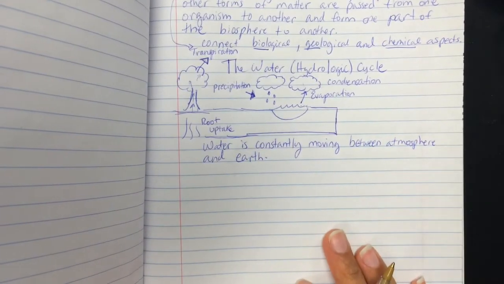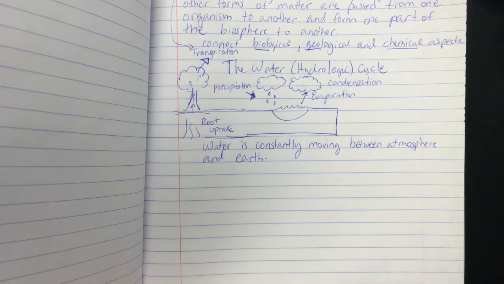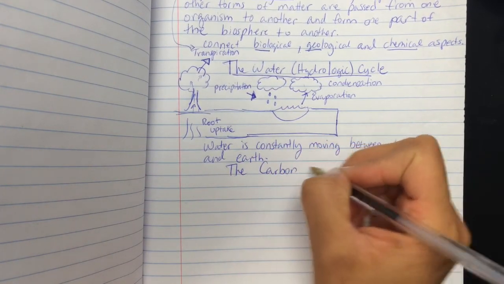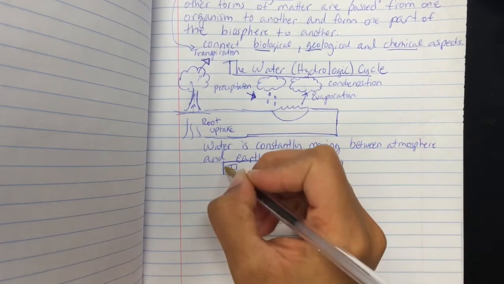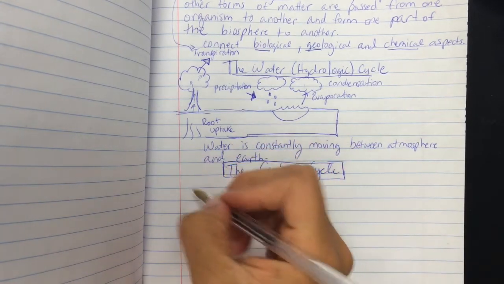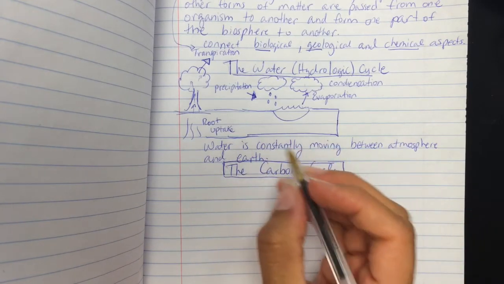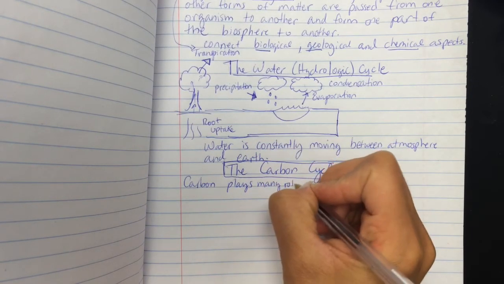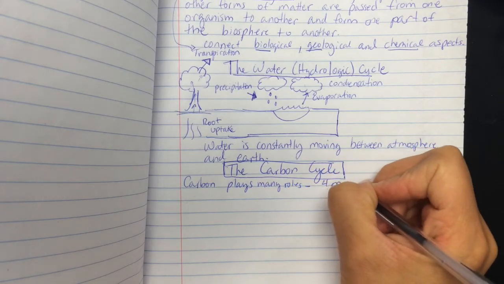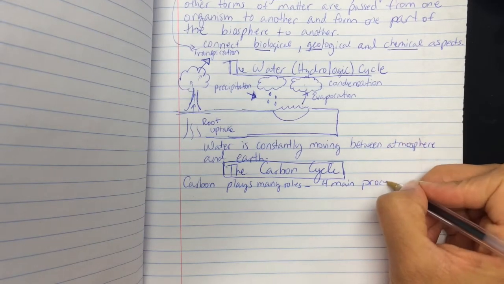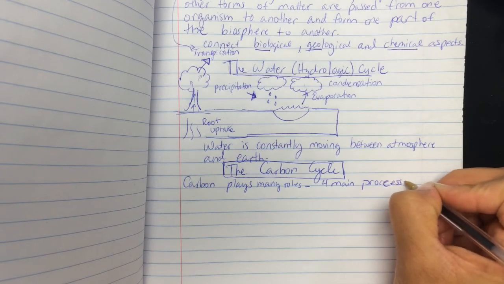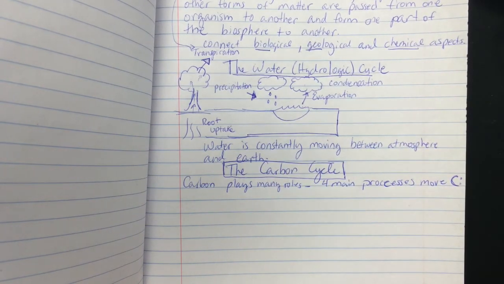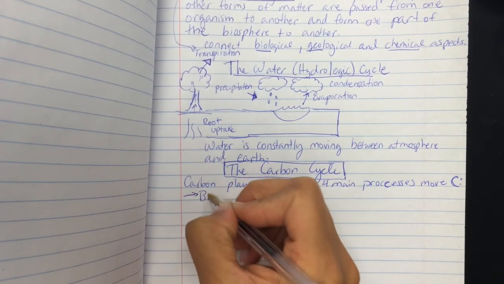Now there are other cycles that are very important to all of our living things, and one of those is the carbon cycle. We have the water cycle. Let's write the carbon cycle next. You might remember from earlier units this year that carbon is one of the most important elements in the human body and in the body of all living things. Carbon plays many roles, and there are four main processes that move carbon. I'm just going to give it C for carbon, that's the atomic letter. The first is biological processes.